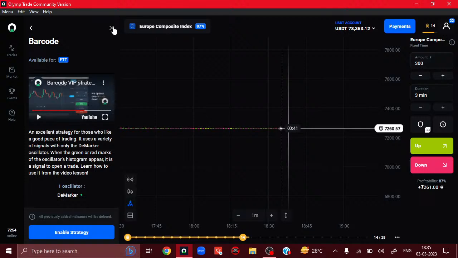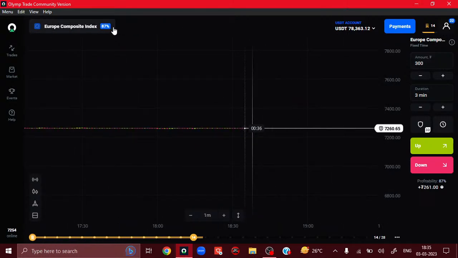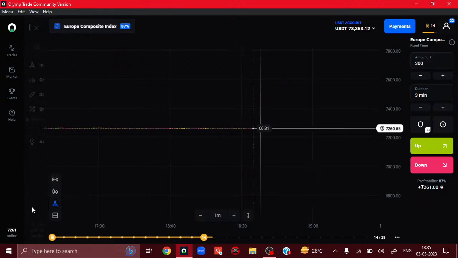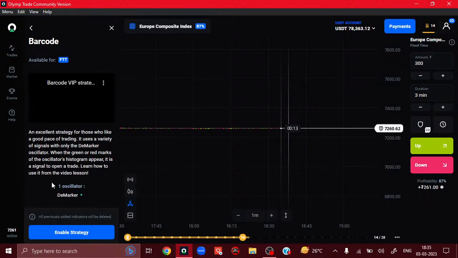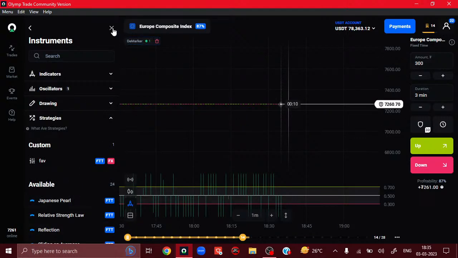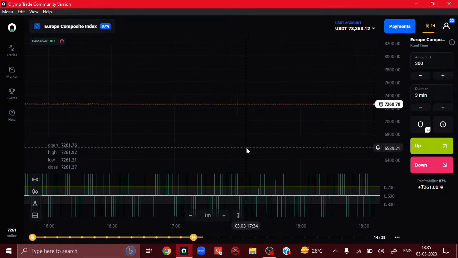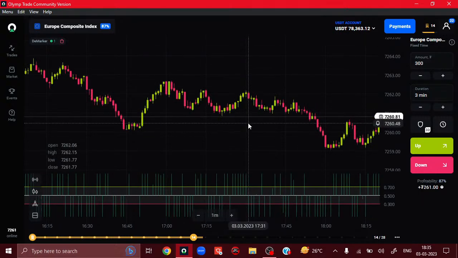Alright guys, so this is how we can use and apply the barcode strategy. Whenever a green line appears in the DeMarker oscillator, let us first of all apply it. Also, for all my fellow traders who do not understand English that much, I will explain the strategy once in Hindi as well later in this webinar itself. So let's apply the barcode. Click on enable. We can see that the DeMarker oscillator has been applied.